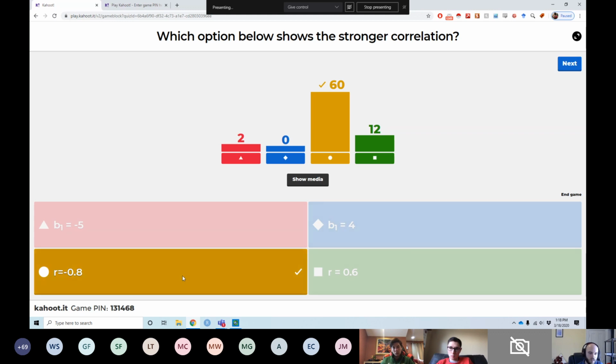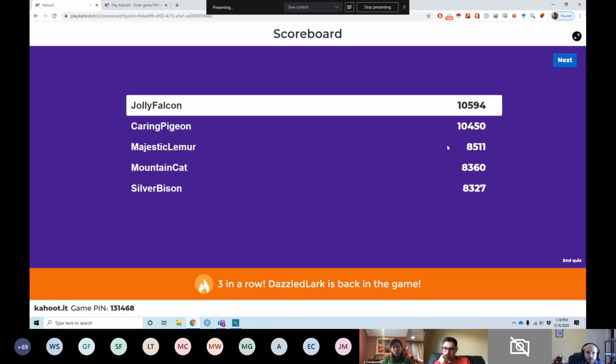That's what correlation is. The farther the correlation is away from zero, the closer it is to either -1 or +1, the stronger the correlation. So the correlation of -0.08 is stronger than the correlation of +0.06. Any questions on that one? Okay.